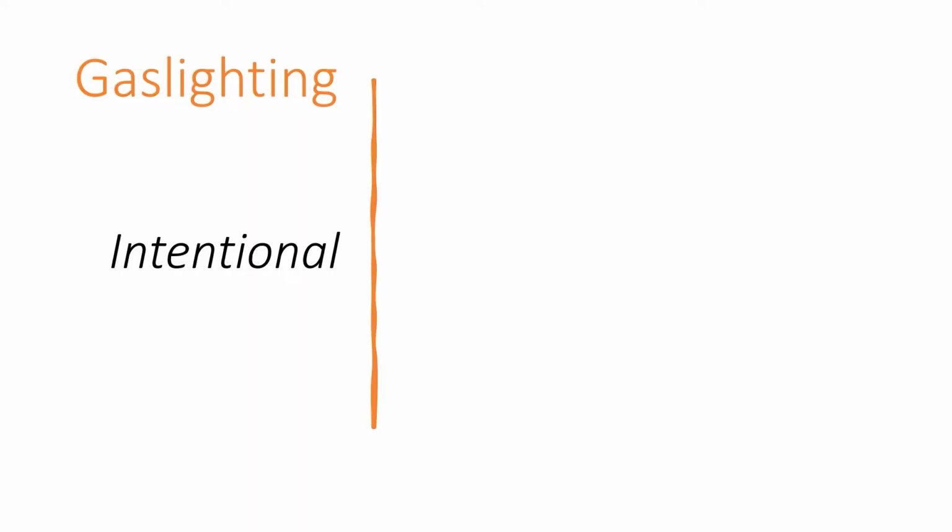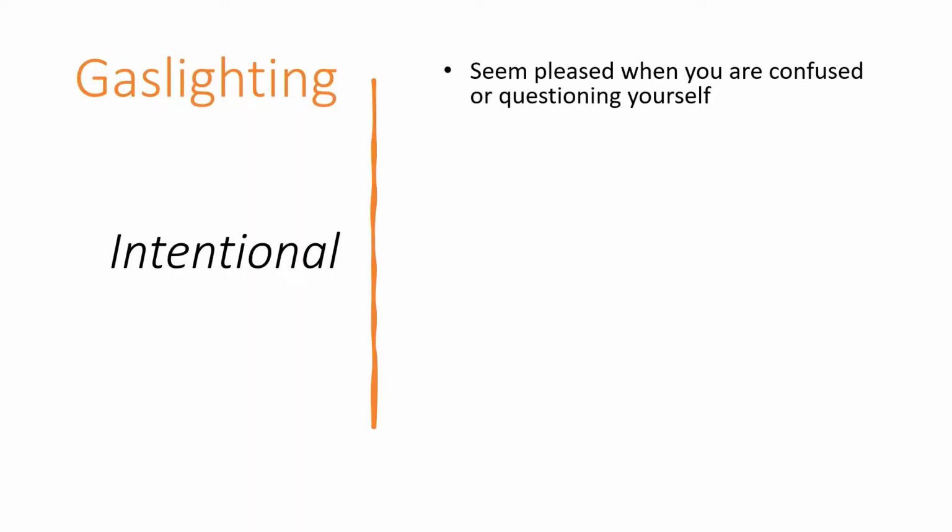And there's some signs that somebody's intentionally misleading you or giving you a false narrative, which is sometimes the way that we say it in psychology. And here's the first one. They may seem pleased when you are confused or questioning yourself. See, the average loving relationship, when you're interacting with another person who cares about you and loves you, they want to resolve the issue. They're not necessarily happy when you're confused or when you're second guessing yourself.